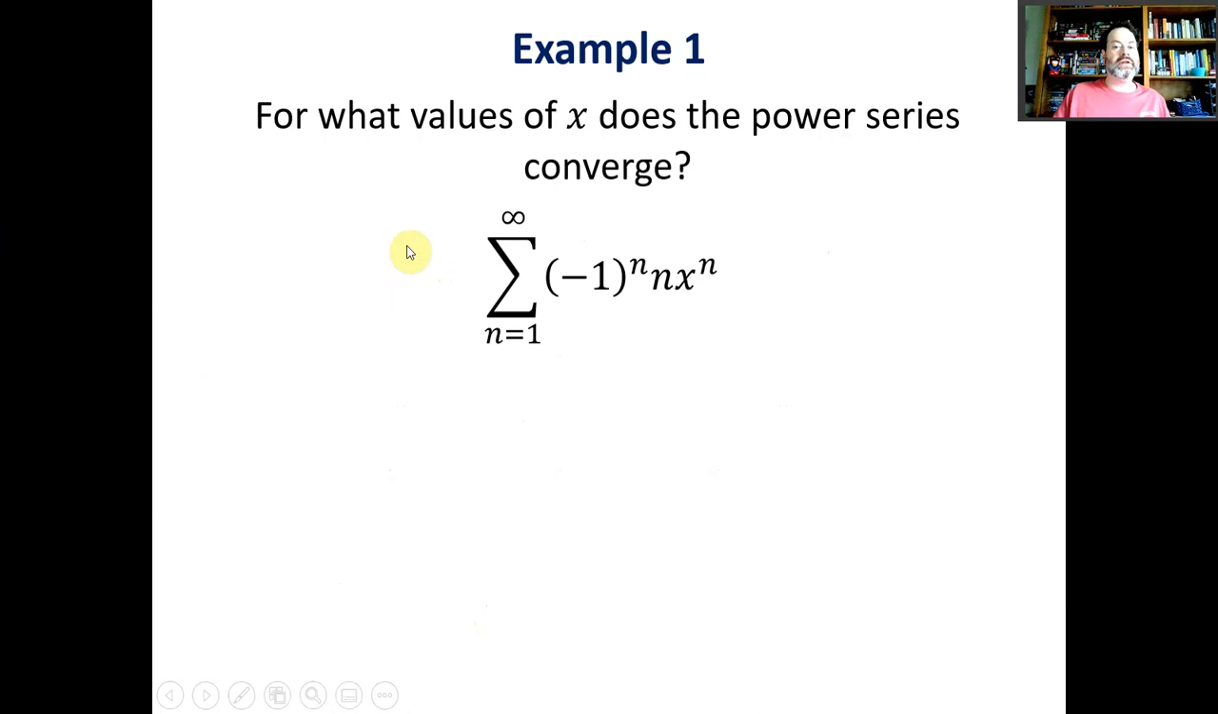So let's get started. One thing you want to notice is that the function that's in here can really be anything, but it's going to be a function of n. It's going to be multiplied by x to the n. So the x to the n is a function of x. And then these other things all have to depend on n. As you can see, there's a lot of n's here.